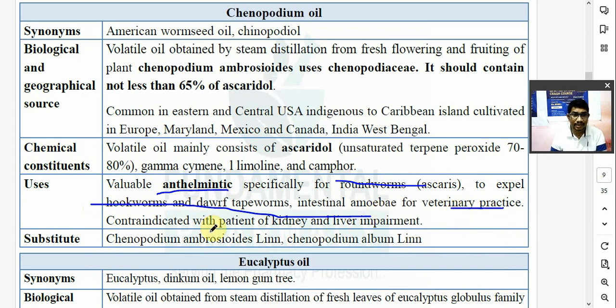It is contraindicated in patients with kidney and liver impairment. Whoever has a kidney or liver problem, do not use it in that patient.